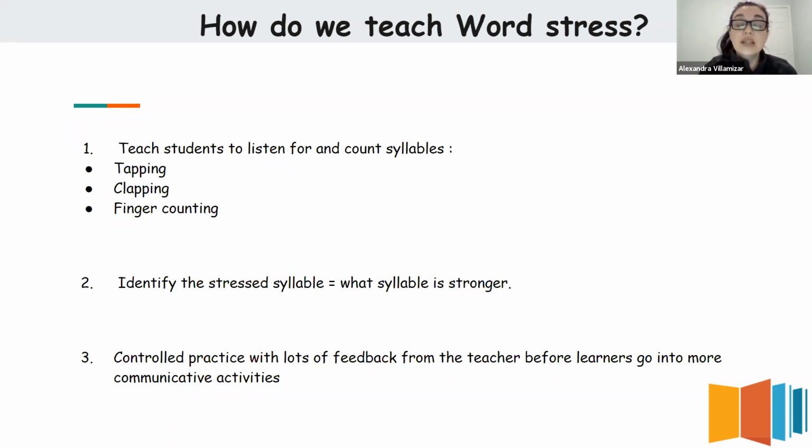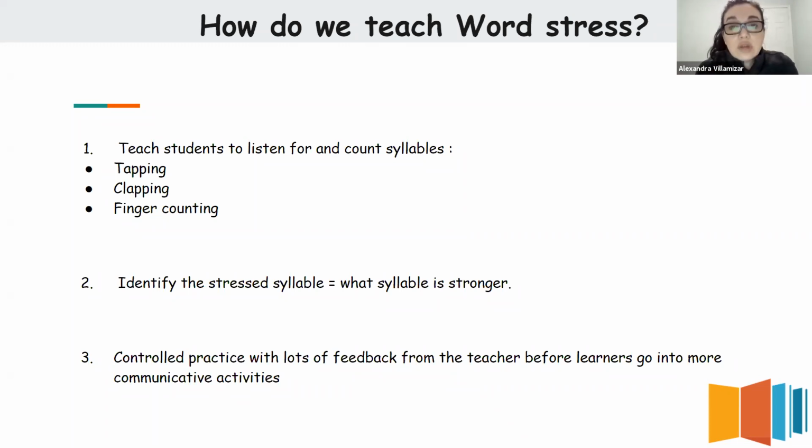But it is important that you always give students lots and lots of controlled activities. Meaning you are paying attention to what they are doing, right? You are reviewing that what they are doing is correct. And then after that, you offer the feedback, and then you allow the students to do more communicative activities, where they can do more of the exercises by themselves.